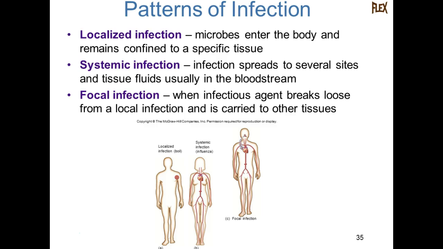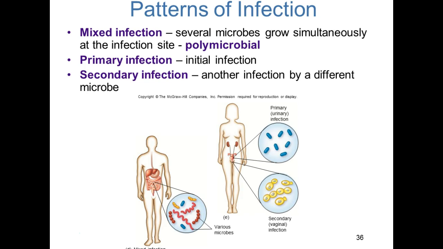So, for example, a localized infection can begin as a boil with Staphylococcus aureus, and then Staphylococcus aureus can get into the deeper tissues from that local infection, be carried to other tissues. If it is then spread through the bloodstream to other body parts, this can then become a systemic infection. A mixed infection is called polymicrobial. This is not that common.